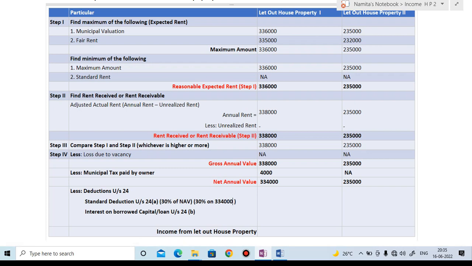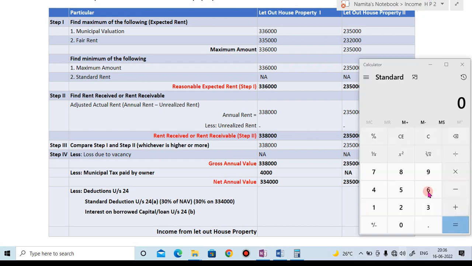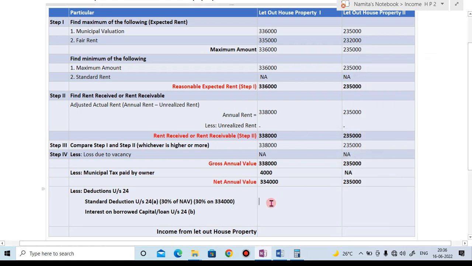Okay, so for house property number 1, the net annual value is how much? 3,34,000. So 30% on net annual value for house number 1 is 3,34,000 multiply by 30 divided by 100. So it is 1,00,200. Okay, so 30% on 3,34,000 is 1,00,200.